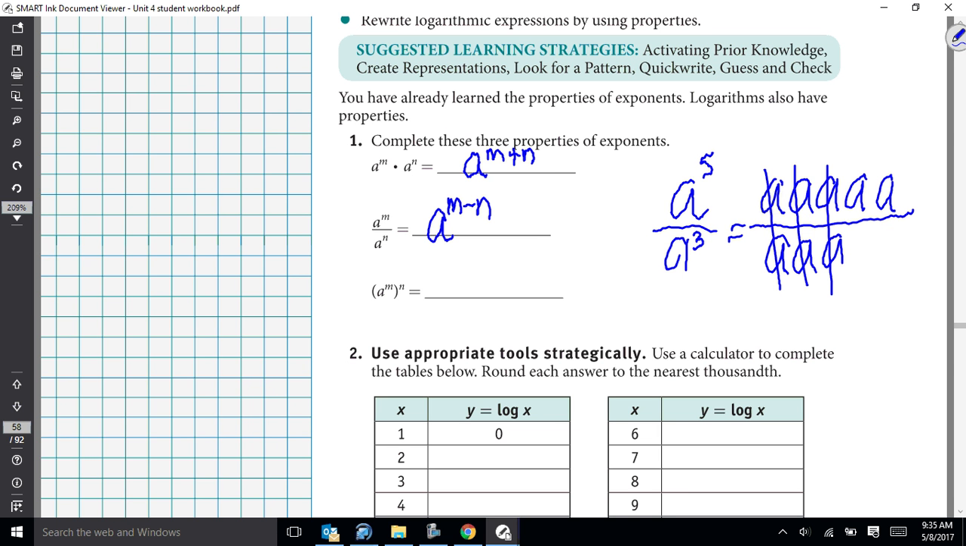And then if I have a power to a power, so a to the m to the n power, what do I do with the exponents? Multiply them. All right, so we're going to be using common log, so it's going to be the button on your calculator.